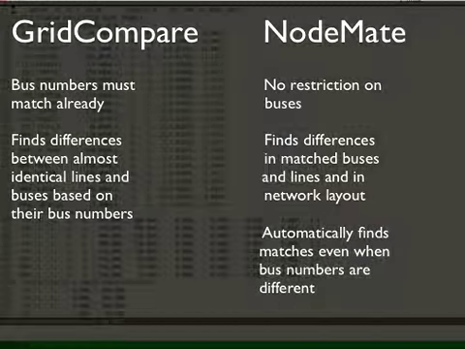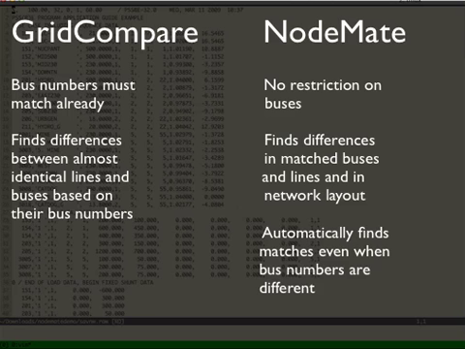Where this may differ from our previous software, which is called Grid Compare, is that Grid Compare requires two substantially similar files. So the bus numbers and bus names must match identically, or at least the bus numbers must match identically. And then it would report on the differences based on that comparison.